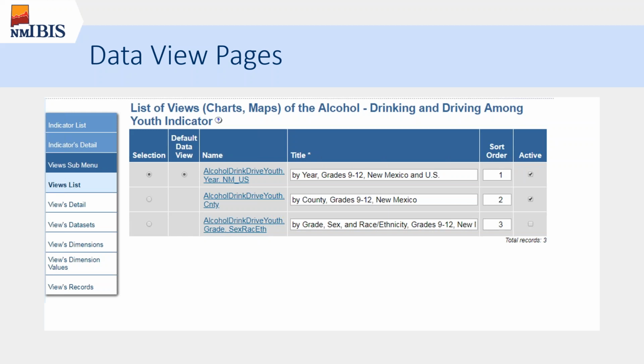So as we go, the views for, and now I'm back to alcohol, drinking, and driving among youth. This is what I did my previous recording, my previous training session. I kind of focused on this indicator, so now we're back to this one. Okay, so what's a data view? Views list. A data view is a specific graph, chart, or map of your data.